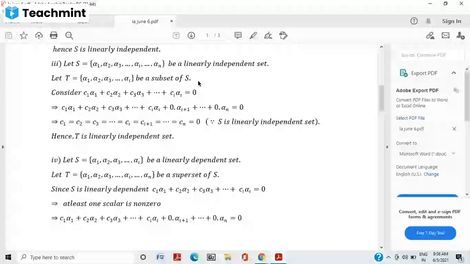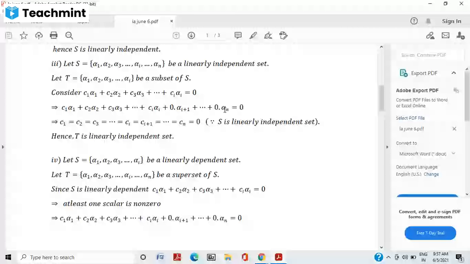What should we get? Let S be what we take: S is alpha 1 to alpha n. What should we take for T? T is a subset of S. For T, we will take alpha 1 to alpha I. Then we have to prove T is linearly independent. For that, we should consider the expression C1 alpha 1 plus C2 alpha 2 plus etc., Ci alpha I equal to 0. It contains elements till alpha I. Then the coefficients of all other terms, alpha I plus 1 to alpha n, should be 0.